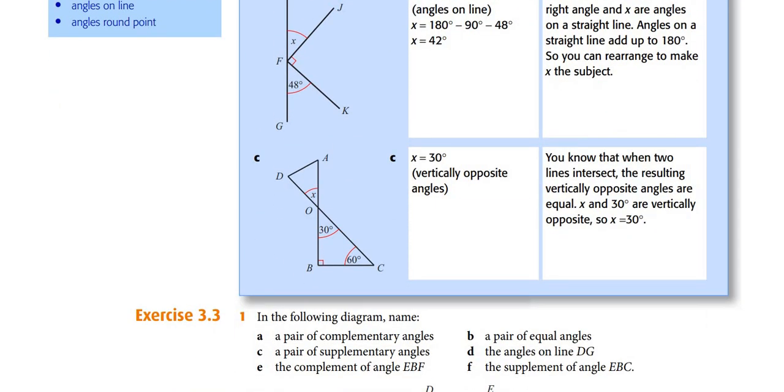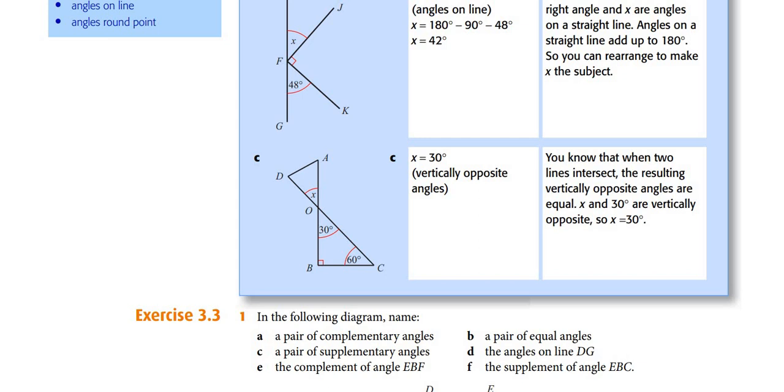In this case, you say, okay, which is the unknown value? This angle. Is there a relation with another piece of information given at this angle? Yes, 30 degrees. What is 30 degrees? It's vertically opposite to x. And what is the relation between vertically opposite angles? They're equal. So x equals 30 degrees because they are vertically opposite.